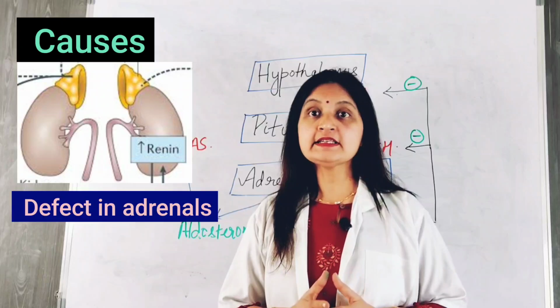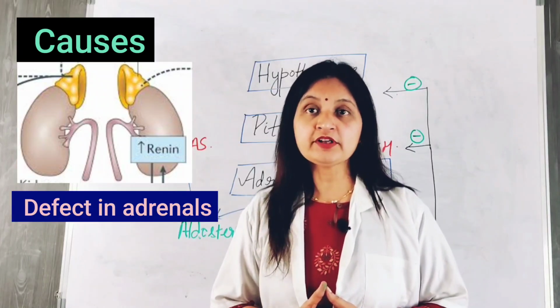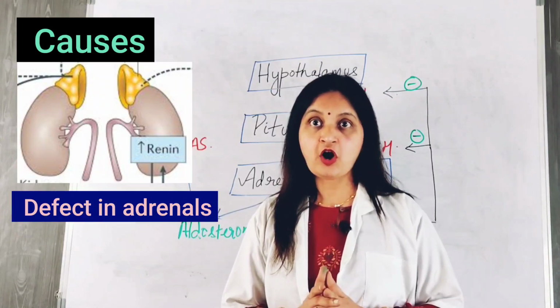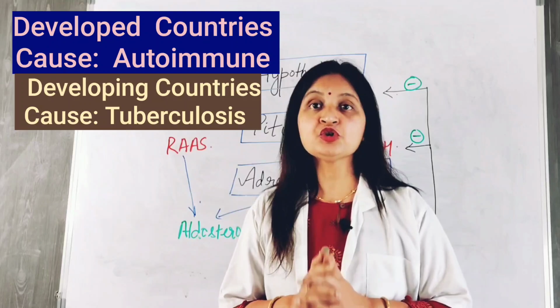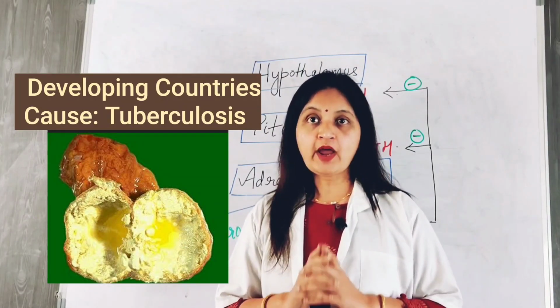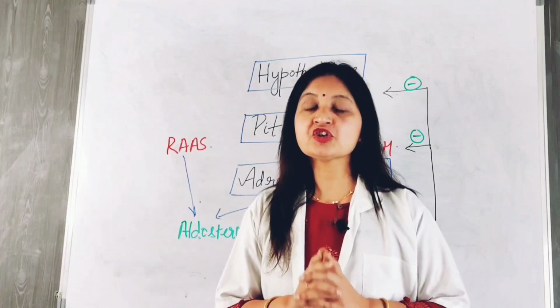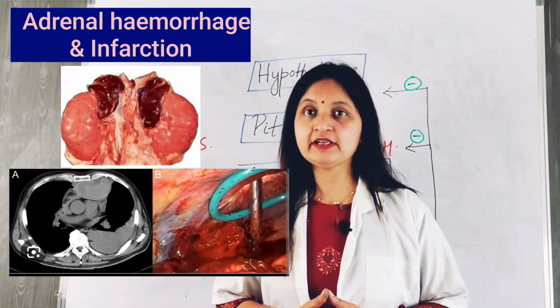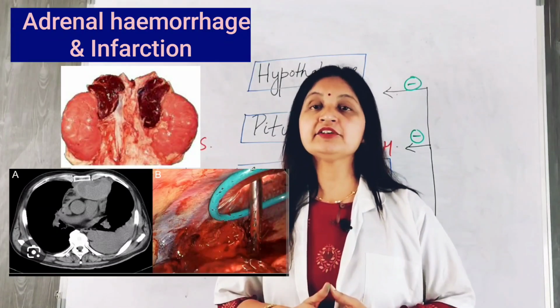So what are the causes? In developed countries, autoimmune destruction of the adrenal glands is common, and in developing countries, tuberculosis of the adrenal glands is a common cause. Also, adrenal hemorrhage and infarction can destroy or damage the adrenal glands, and this results in decreased cortisol levels.